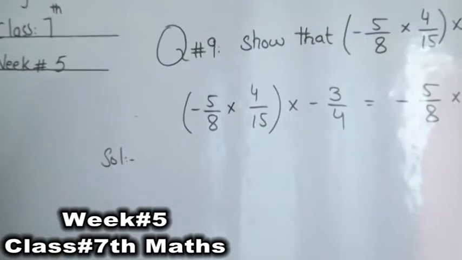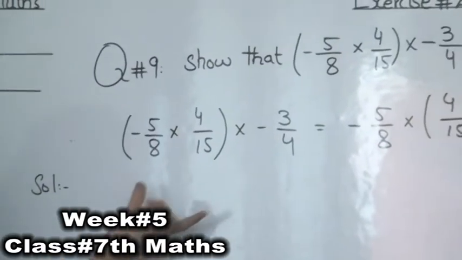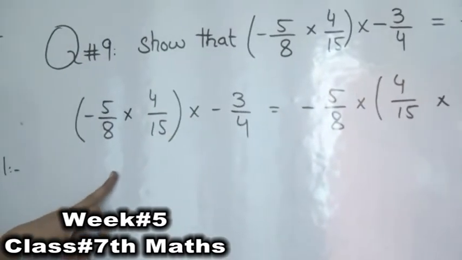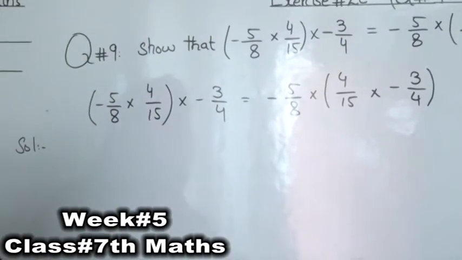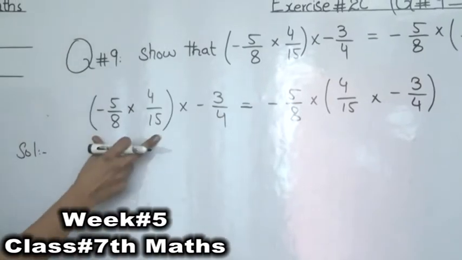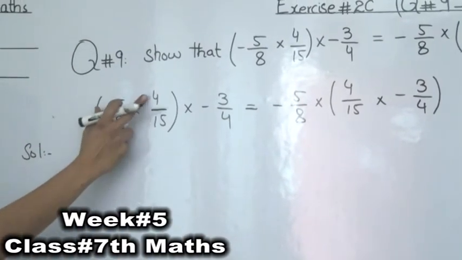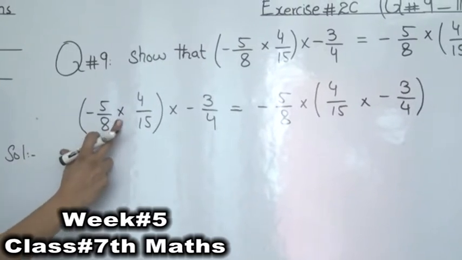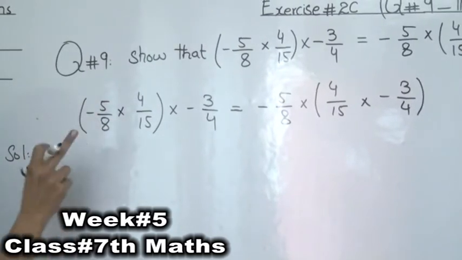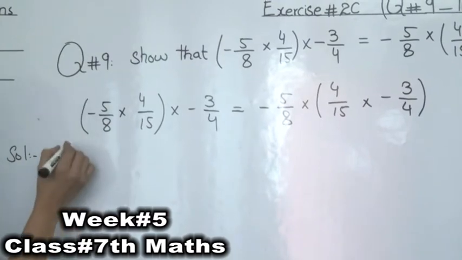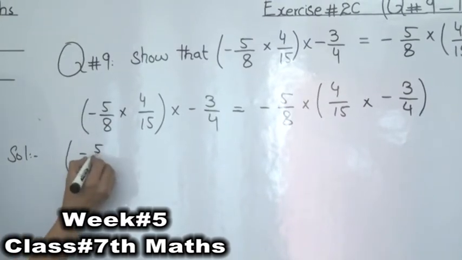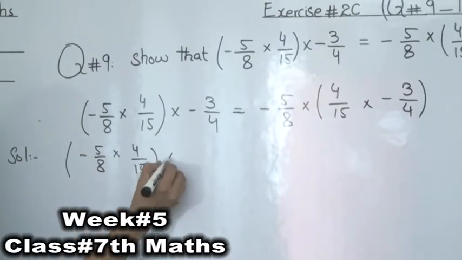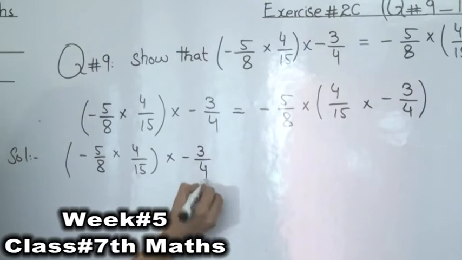Solution. In any question, if there are brackets, then we solve the bracket first, then we do the remaining operations. Here the bracket is minus 5 by 8 multiplied by 4 by 15. Because there is the sign of multiplication, we cancel the rational numbers.